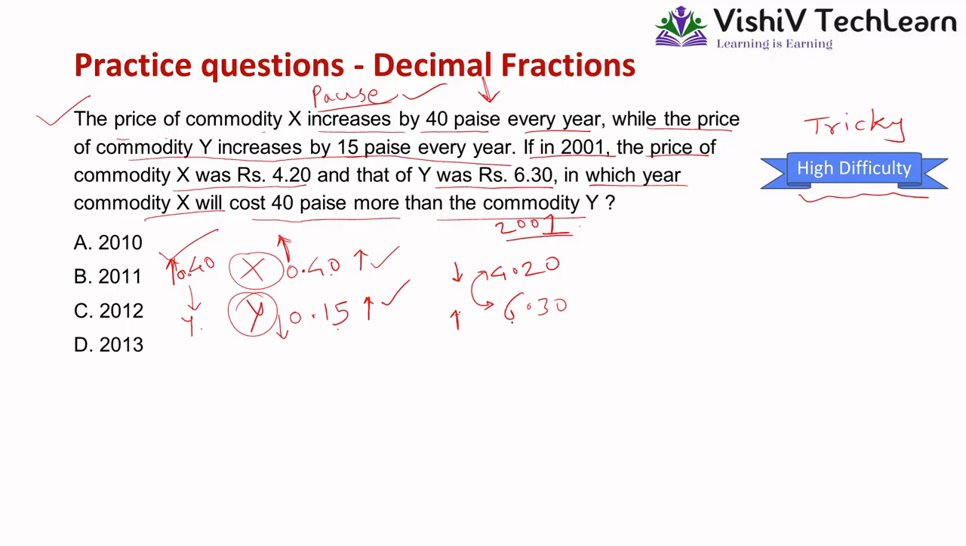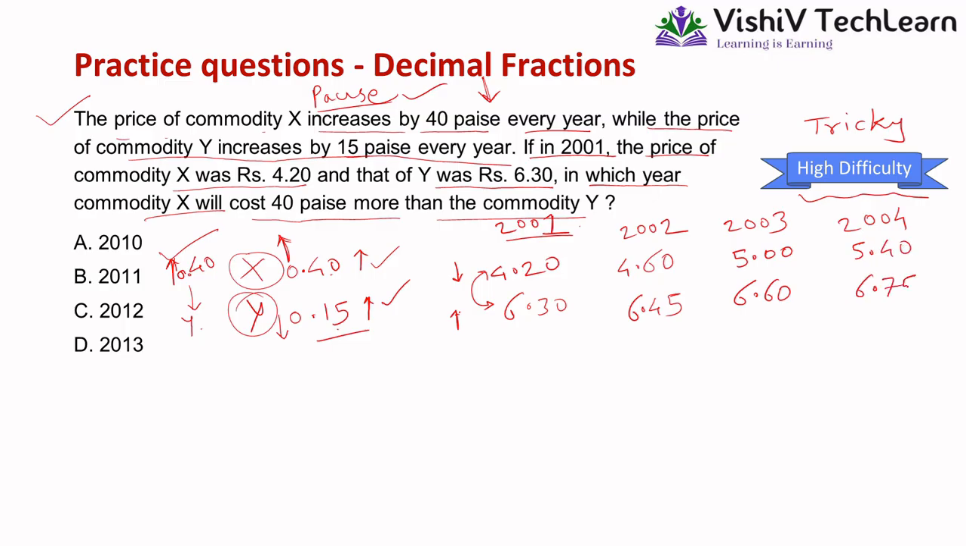Now in 2001 this was the condition, 4.20 and 6.30. In 2002 what will happen? 4.20 will become more by 0.40, so it will be 4.60 rupees, and commodity Y will be 6.45, adding 0.15 rupees to commodity Y. In 2003 this will be 5.00 and this will be 6.60. In 2004 it will be 5.40 and this will be 6.75, and so on.